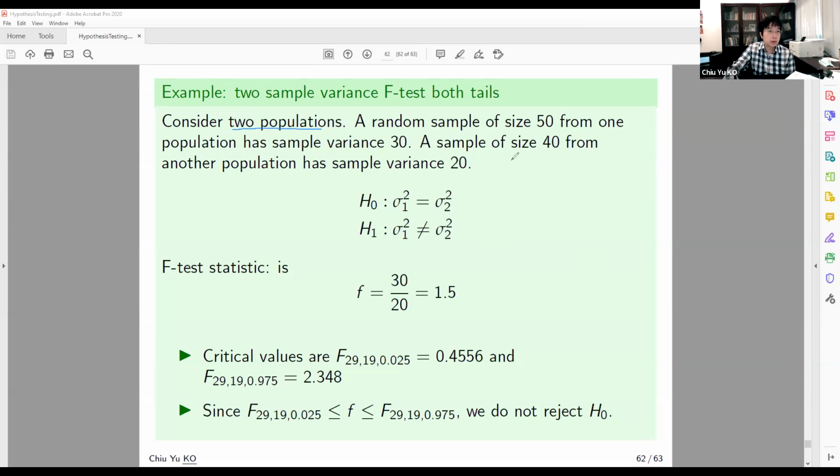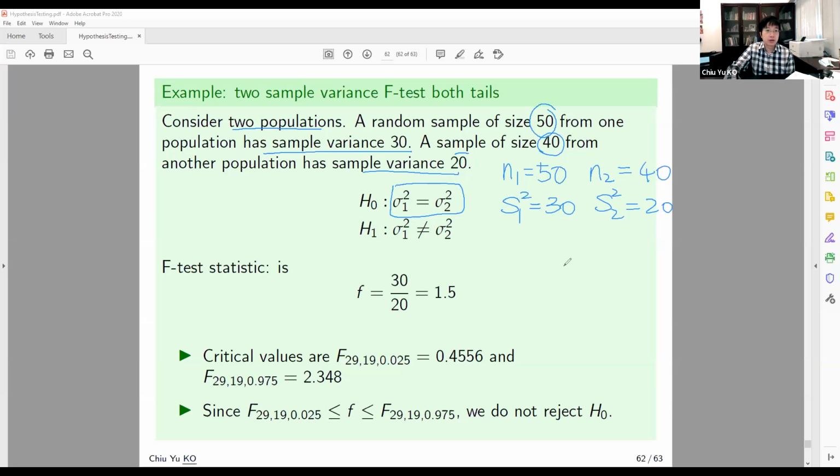Consider two populations, sample of N1. N1 is 50, and the sample variance is 30, so S1 squared is 30. N2 is 40, and the sample variance is 20. So that is what is given in this question, and you want to see whether they have the same population variance or not.